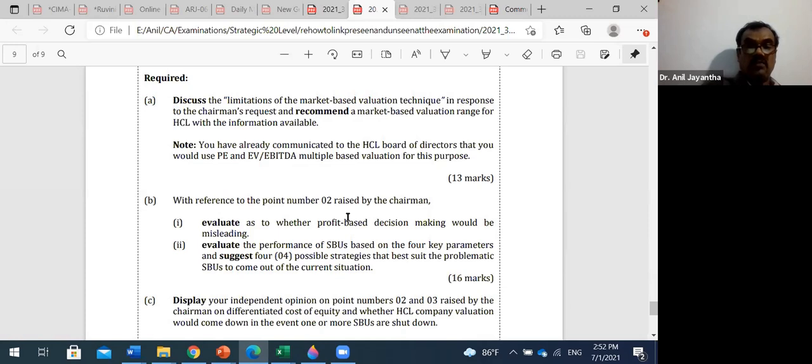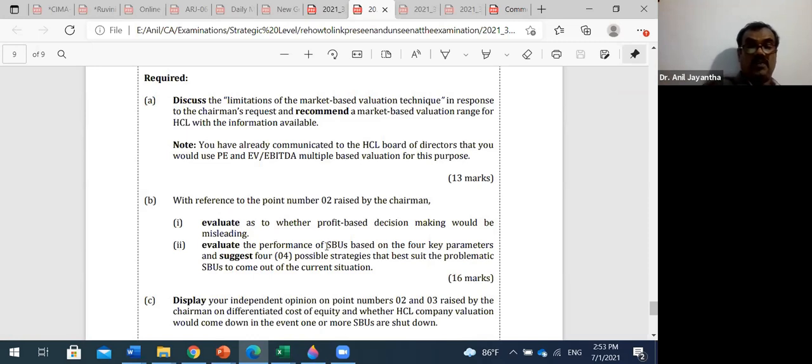With reference to point number 2 raised by the chairman, evaluate again as to whether the profit-based decision making would be misleading. When it is an evaluation, of course, you need to conclude whether it is misleading or not. That is the answer. In the analysis part, you can say it may be misleading sometimes, but finally you need to say, based on the given information and my analysis, yes, it would be misleading, or it would not be misleading, likewise.